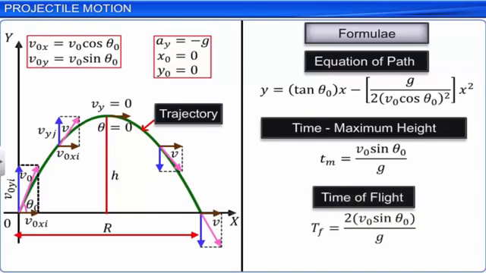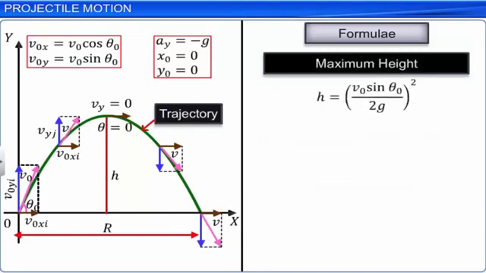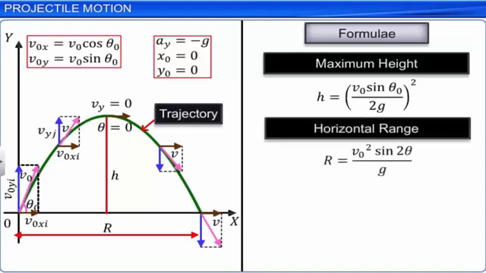The maximum height attained by the projectile: H is equal to v0 sin theta 0 whole square divided by 2g. The horizontal range of the projectile: R is equal to v0 square into sin 2 theta divided by g. The maximum range of the projectile: R max is equal to v0 square by g.